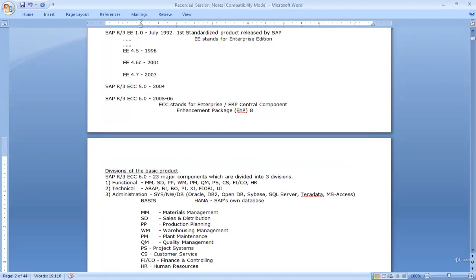PP, as you can understand, is production planning, all the activities related to manufacturing, your machinery planning, production scheduling, routing, bill of material, production orders, all these are in your production planning process. WM, warehouse management. The warehouse management is basically used to handle all the activities related to warehouse, which is different from inventory management. Plant maintenance, it is used for automation of the machinery maintenance schedules.